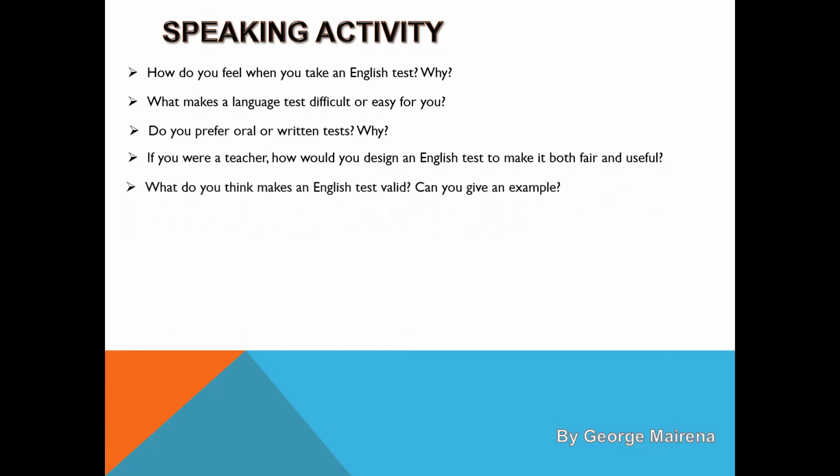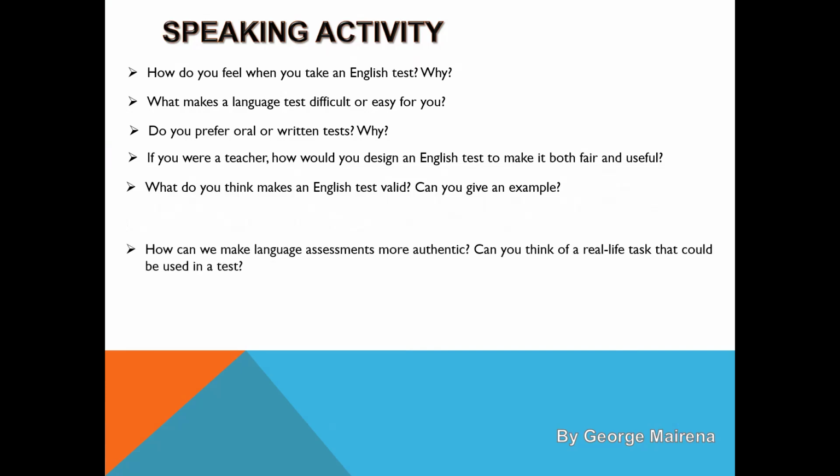So let's see the next question. What do you think makes an English test valid? Can you give an example? Okay, let's say this, that a valid test measures what it's supposed to measure, right? For example, if a test is designed to assess speaking skills, it should include an oral task, not just written grammar exercises, okay? So you have to look for the most suitable tasks for each language skill, to be valid, okay? Good.